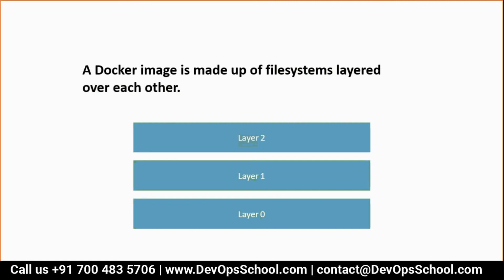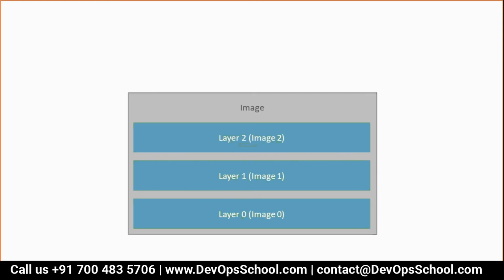So when you say Jenkins image, do you think it's only one image, one file? No, it is a file system combined with multiple layers actually. Okay, so this is the image. All these layers come together and are branded as an image name.